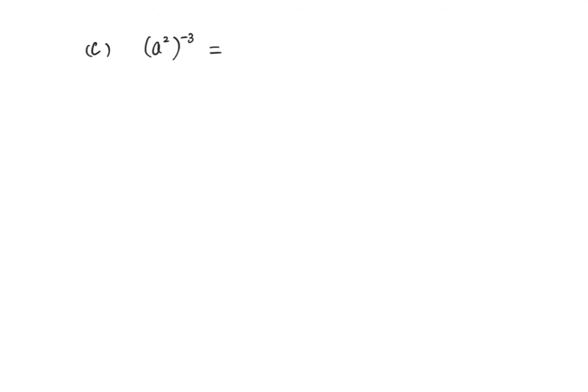So here, a to the power 2, bracket, to the power negative 3. So we need to know this law, a to the power m, bracket, to the power n. So you just simply use a to the power m times n. So here we can have a to the power 2 times negative 3. So 2 times negative 3, which is negative 6.